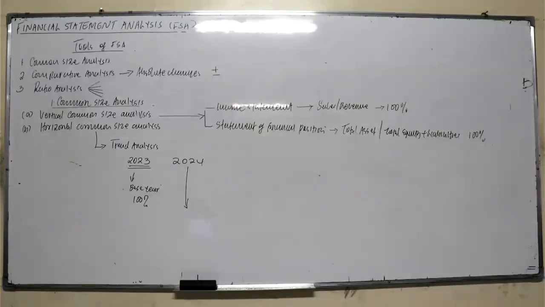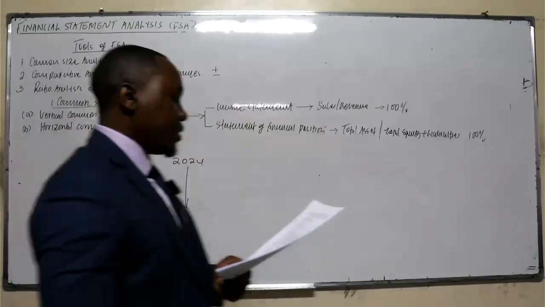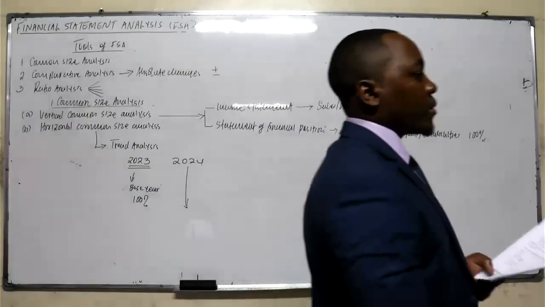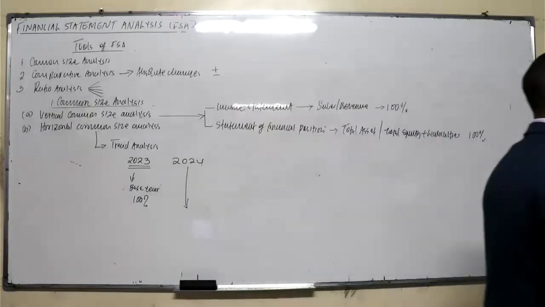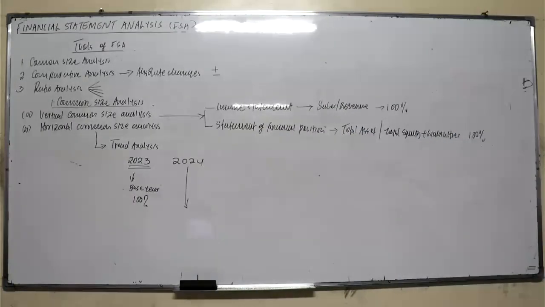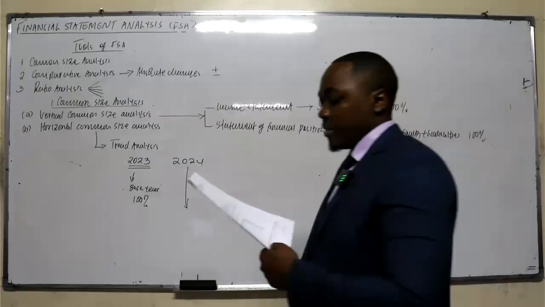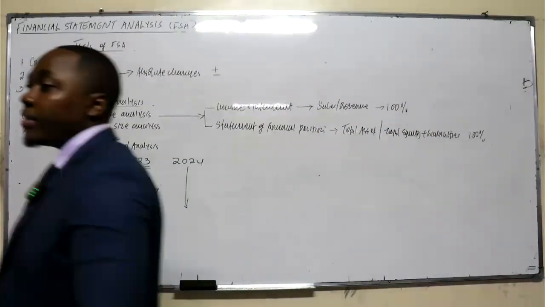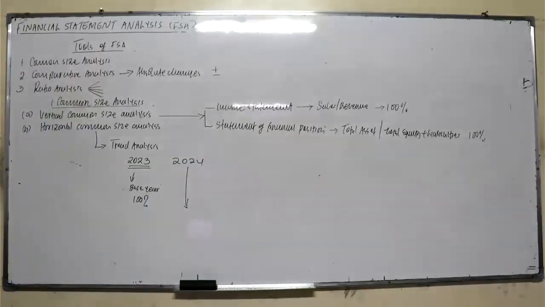One is common size analysis. Number two is comparative analysis. And number three is ratio analysis. I will start with the first one, the common size analysis. Common size analysis is classified into two. Number one, we have the vertical analysis. Number two, we have the horizontal analysis. What's the difference? Let's start with the vertical analysis.